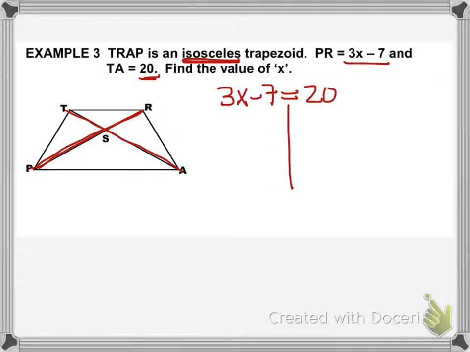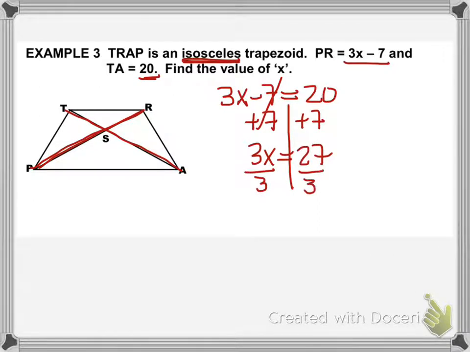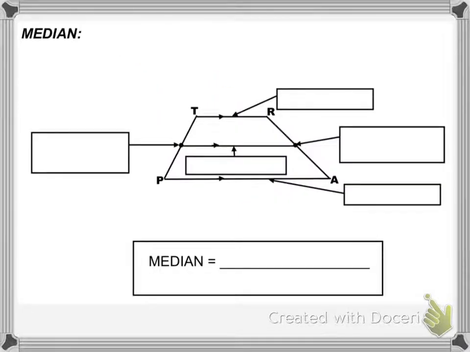So to solve for x, we'll move all our constants to the other side, the right side. We'll add 7 to both sides. So 3x equals 20 plus 7, which is 27. Then we'll divide both sides by 3. So x equals 9. Easy peasy. All right, another new word we're going to learn about is this word median.